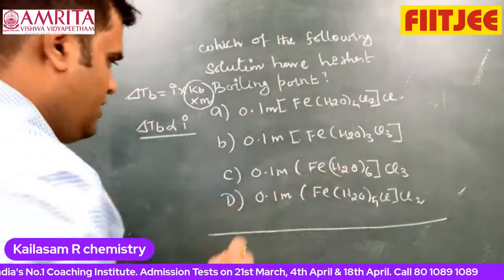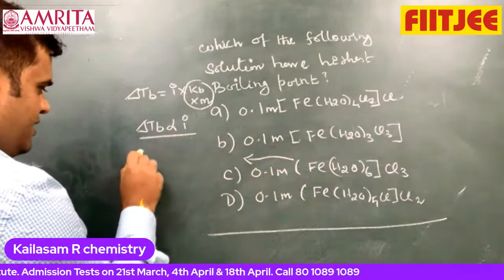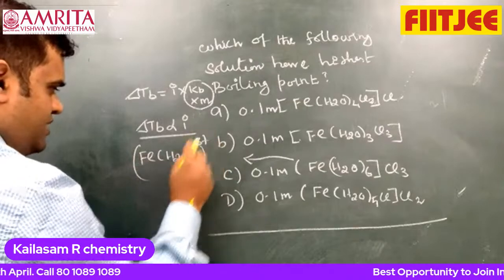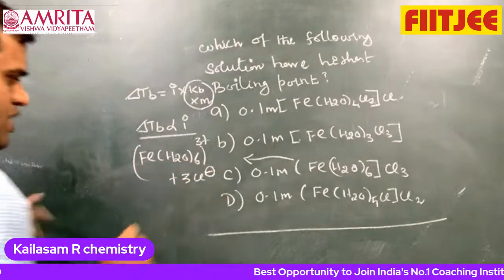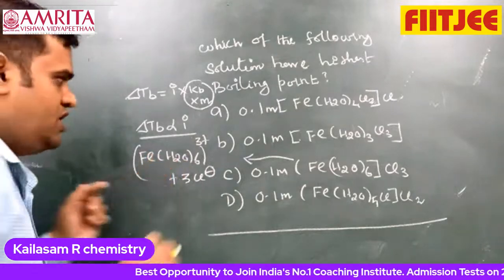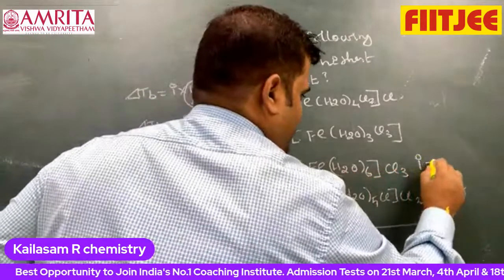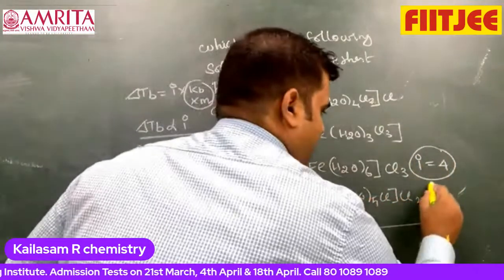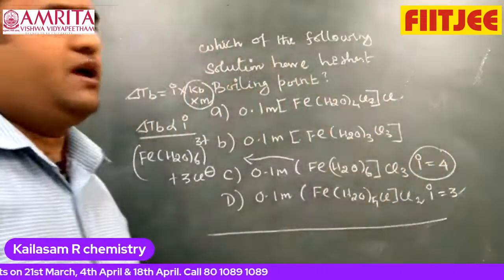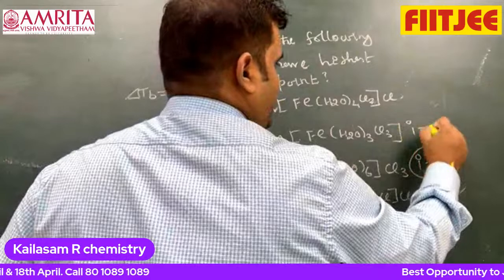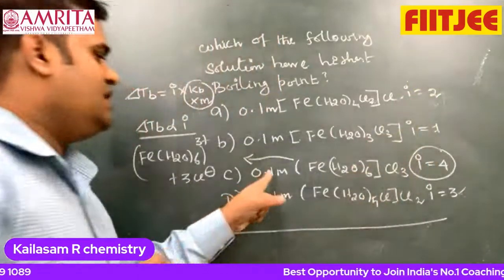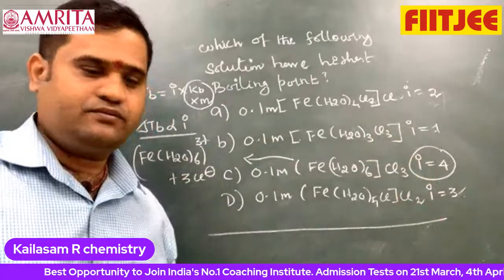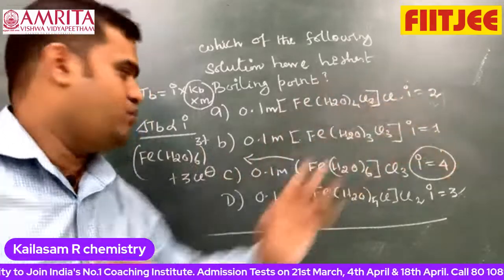Why is C the correct option? Look at this. It dissociates as Fe(H2O)6 3+ and 3 Cl minus. You have 3 Cl minus ions plus this 1 ion, so in this case i is equal to 4. Now here we have 2 Cl minus ions and 1 complex ion, so i is equal to 3. And here i is equal to 1, here i is equal to 2. Therefore, this has the i value, the Van 't Hoff factor, of 4. Therefore, this solution has the highest boiling point. Option C is right.